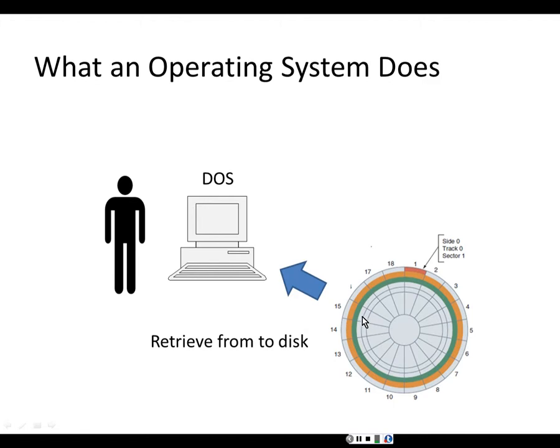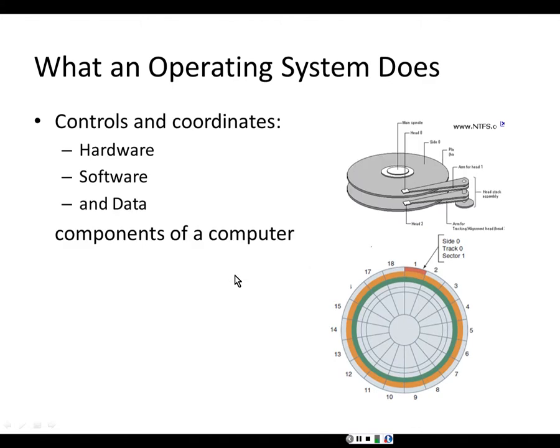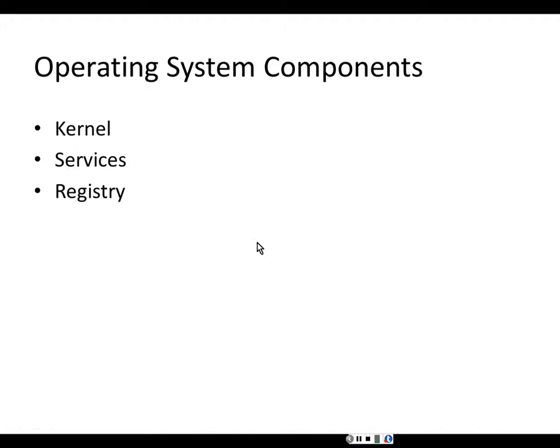Conversely, if you are going to retrieve a file from the hard disk, you don't know if it's on track 3, sector 4. You have no idea where it is. You just double click on the file, and it's the job of the operating system to locate the file on the disk, to pull it off of the disk and load it into the RAM of the computer. So the purpose of an operating system, whether client or server operating system, is to control the hardware, software, and data components of a computer.